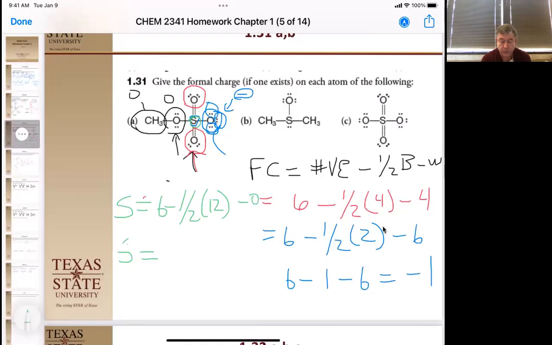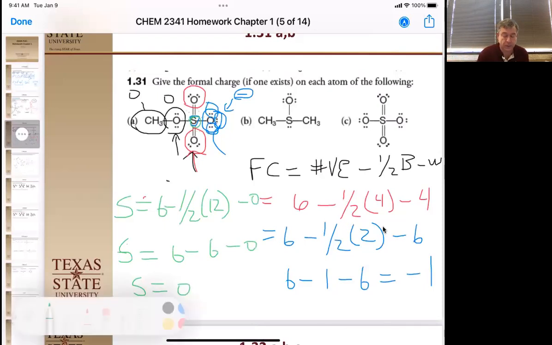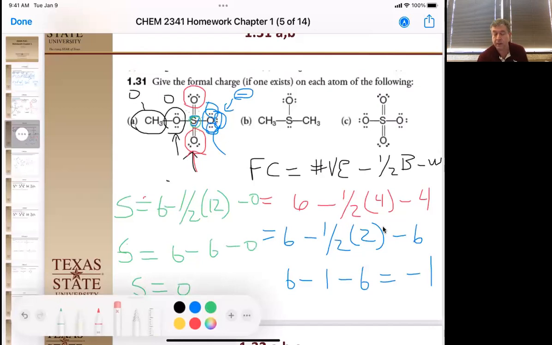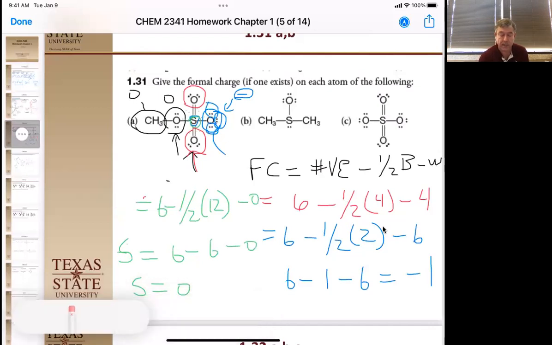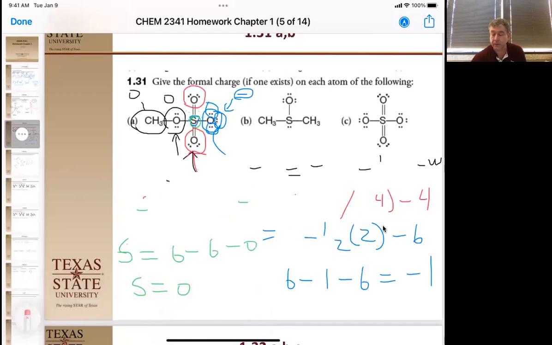Sulfur is equal to 6 minus 6. Yes, 6 bonds. Just double checking my math there. 6 minus 6 minus 0, so the formal charge on sulfur is 0. So we can do that calculation for each of those elements and get to that. I'm going to do one more. I'm going to do the one in number B, and I'm going to leave number C there for you guys.